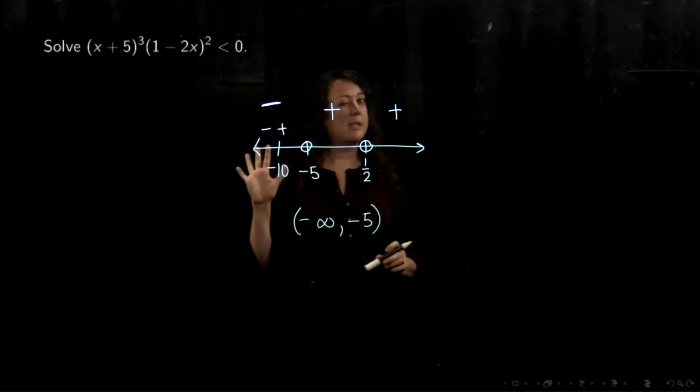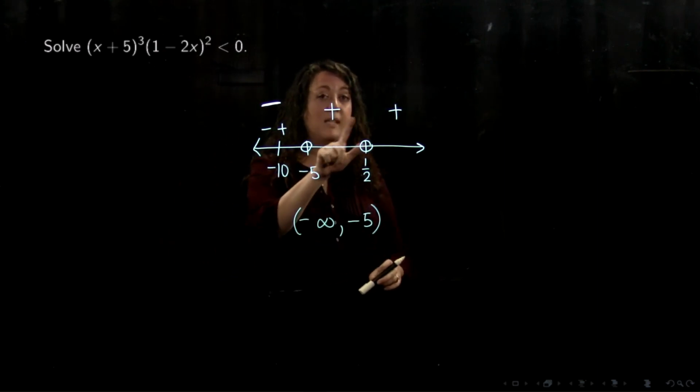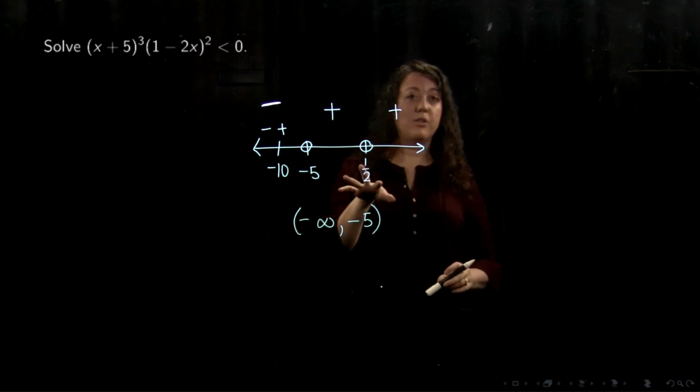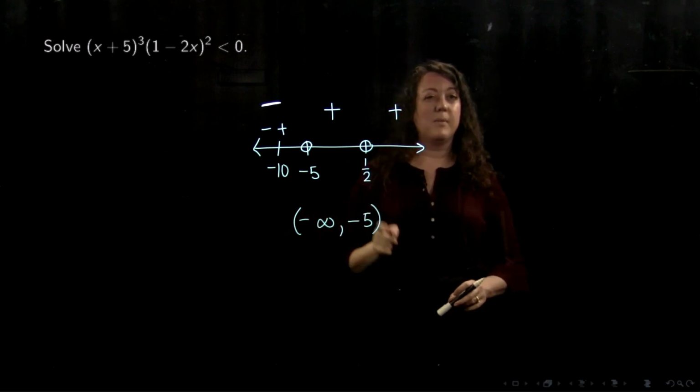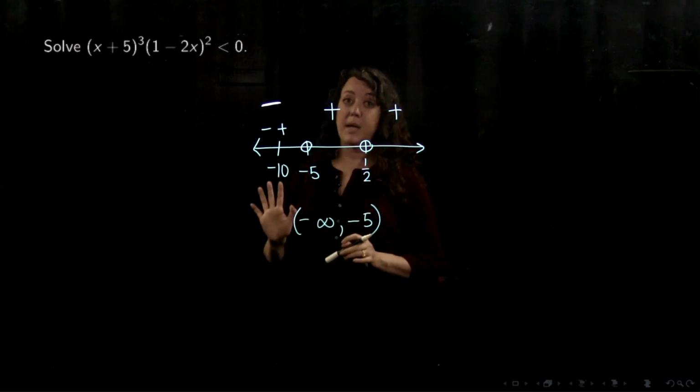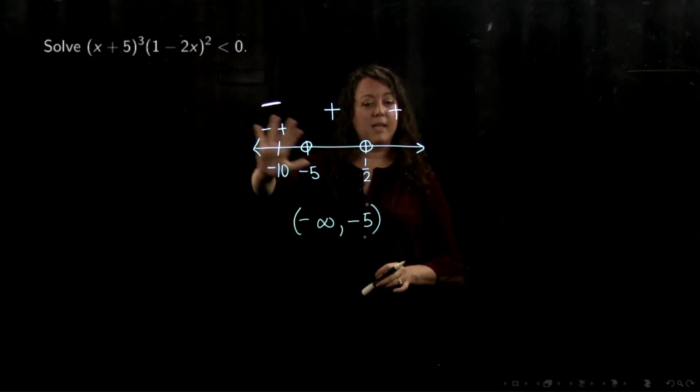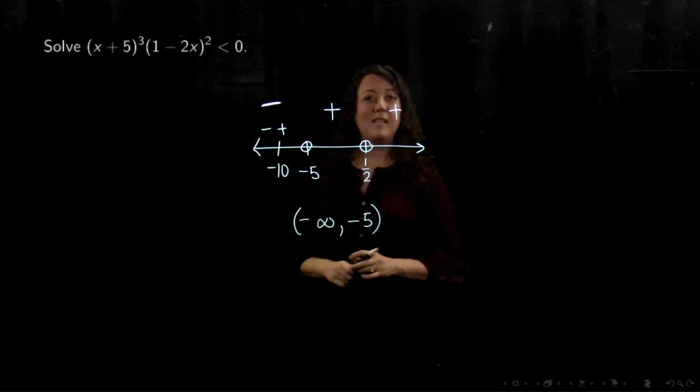Now, just as a side note, let's suppose that one of these had been negative. I still don't want to include this endpoint. Or if they both had been negative and that had been positive, I still want to split up at the 1/2 because it's not included. But this one was negative, it's the only answer over here, so my only answer is negative infinity to negative 5.